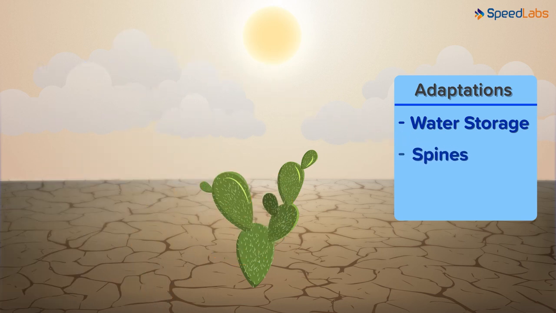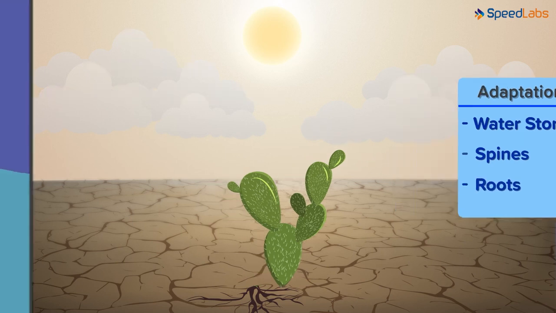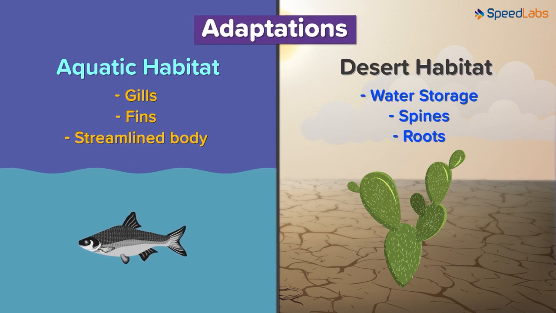Last in the list, we have roots. Since they are desert plants, their roots grow deep and hold the plant firmly into the soil. The roots are even modified to collect water and store water and even food in some cases for future use. This is how organisms adapt themselves to their habitat for better survival.